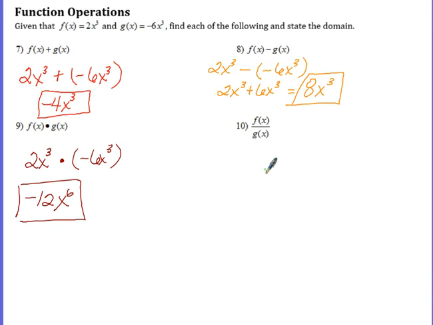Division, again, very similar to what you would expect. 2x to the third divided by negative 6x to the third. We can simplify this. An x to the third and an x to the third cancel, or the 3 power subtracts a 3 power, and that becomes 1. And I would like you to simplify this fraction, so negative 1 over 3.